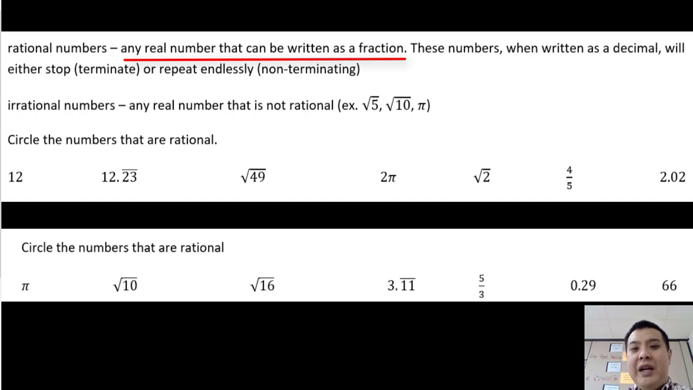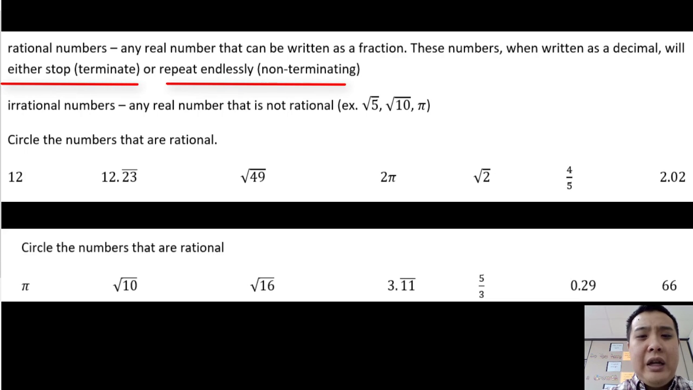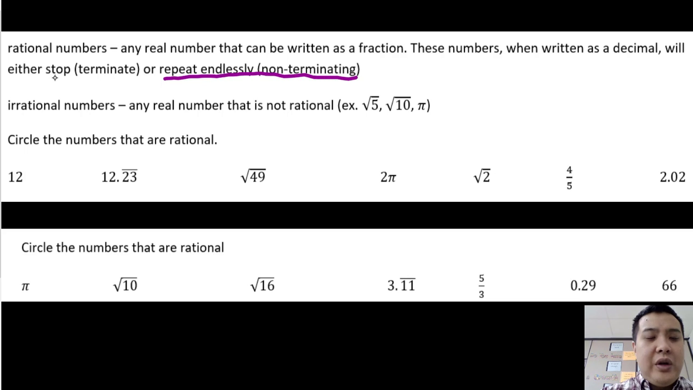A rational number is any number that can be written as a fraction. These numbers, when written as a decimal, will either stop, terminate, or repeat endlessly, non-terminating. So they will either repeat endlessly or stop. Notice the repeat endlessly part. It has to be repeating, not just going on and on and on forever. Irrational numbers are any numbers that are not rational.